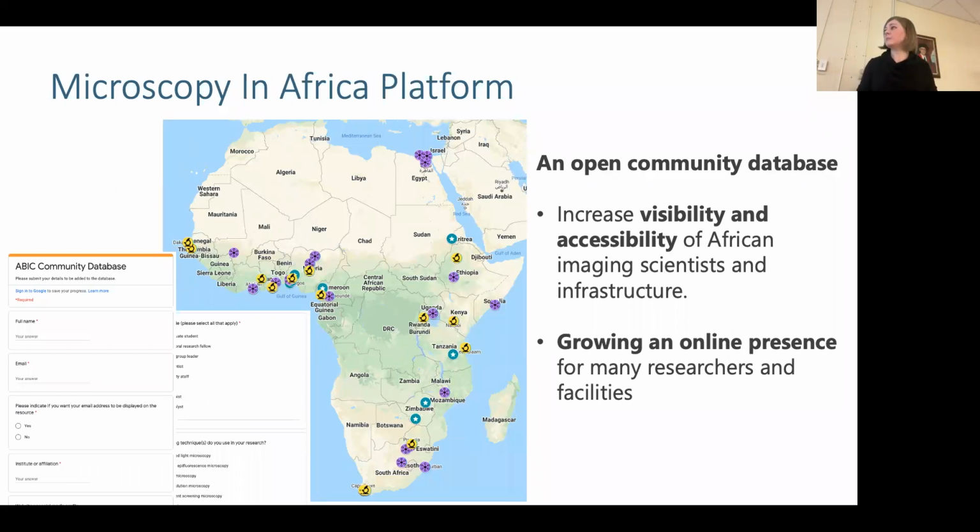And for many researchers, they don't have an online presence prior to this. Many facilities don't have an online presence with the exception of this. So this is critical to growing global awareness for what is actually in Africa.